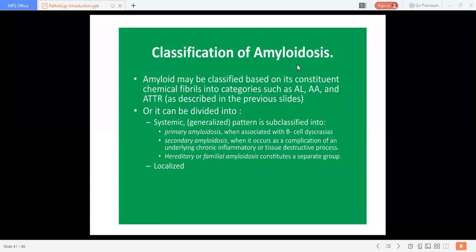The second is secondary amyloidosis. In this, the fibrillar protein contains AA amyloid. It occurs as a complication of chronic inflammatory and tissue destructive conditions, chronic infections or non-infectious inflammatory conditions.